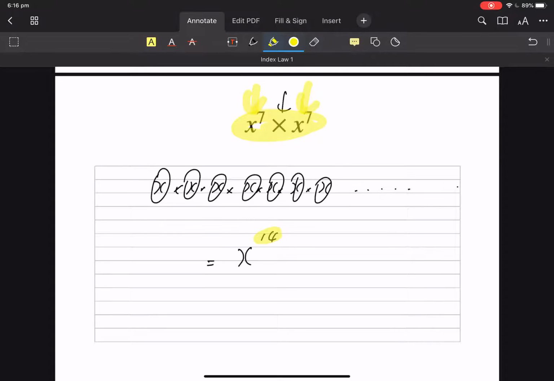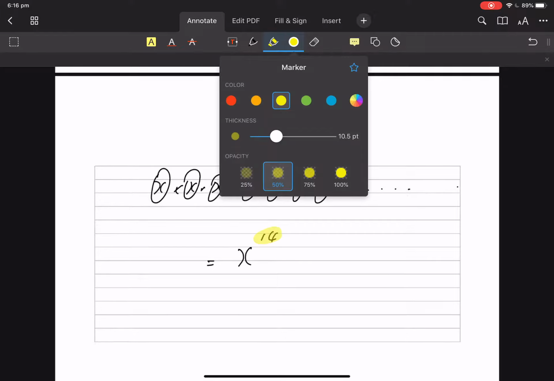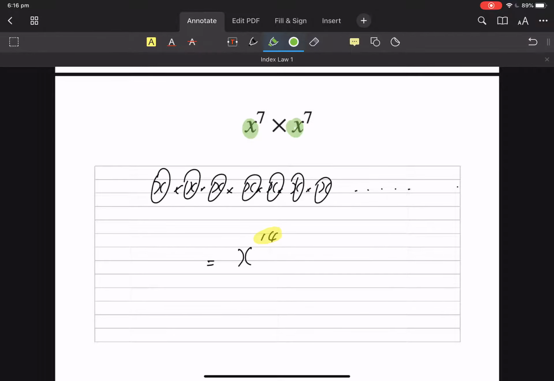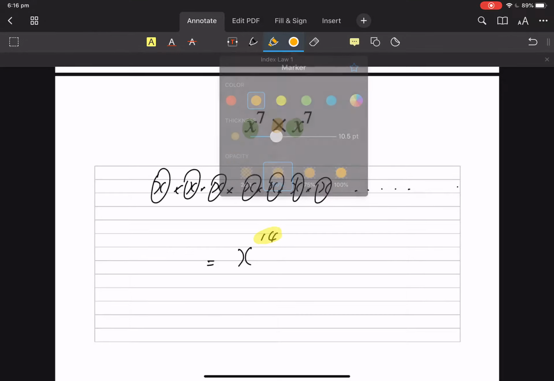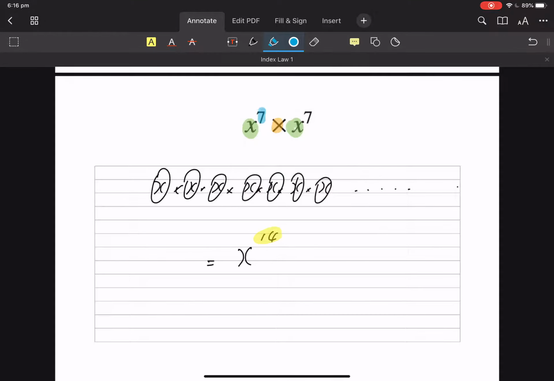The other way of thinking about that is purely to go, hey, I've got like bases. I'm multiplying like bases. What do I do with my powers? I add them. What, 7 and 7? 14. 7 and 7 is 14. So look at it both ways.